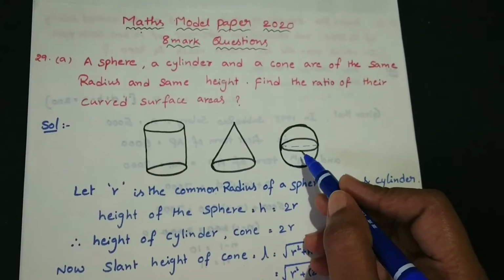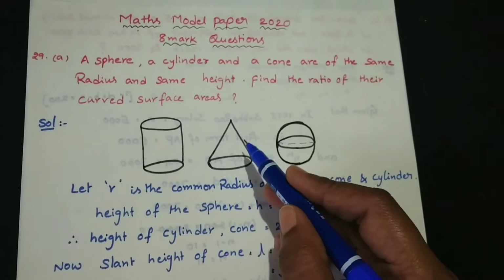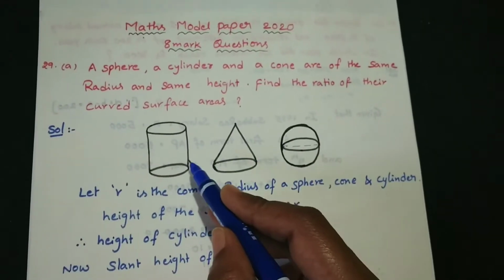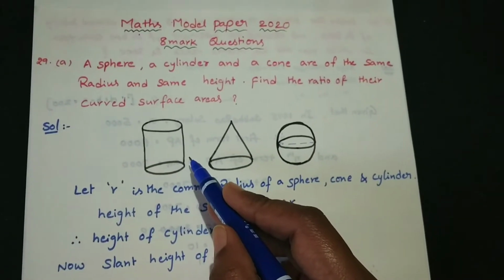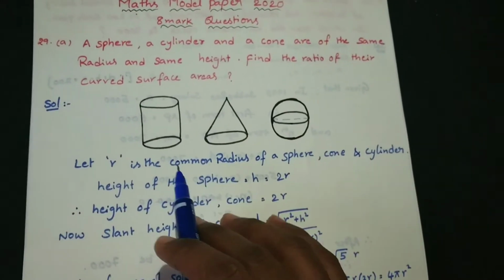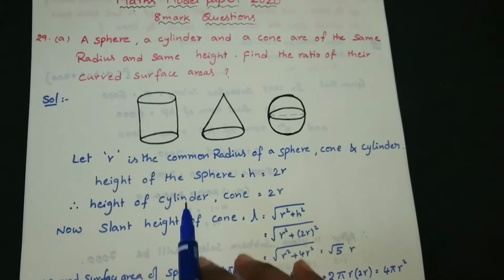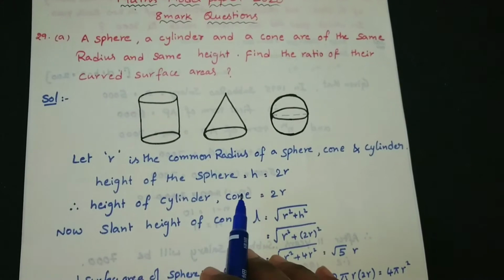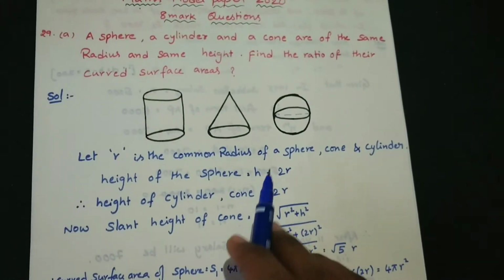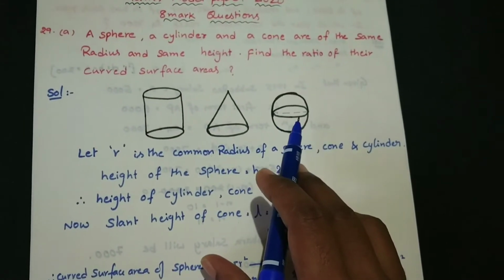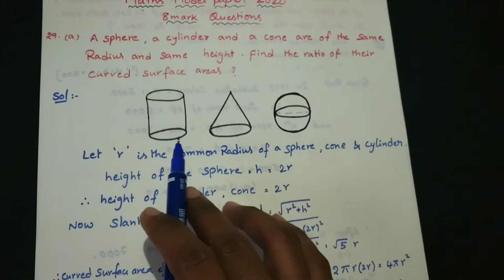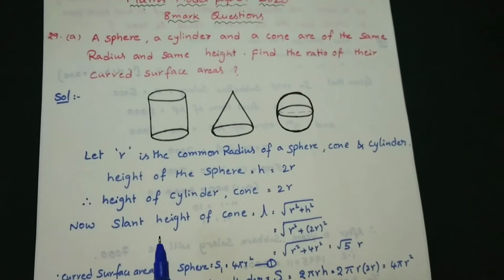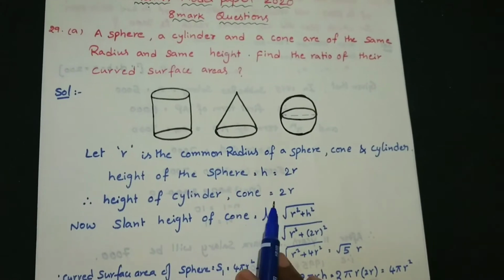Height is 2r, and all the heights are the same, no? So cone height is also 2r, cylinder height is also 2r. That I am going to write here. That r is common to all those three figures. Height of the sphere h is equal to 2r, which is the diameter. This is the same height for the cylinder and the cone also. Height of the cylinder and cone is also 2r.